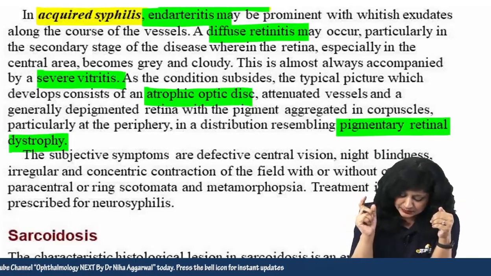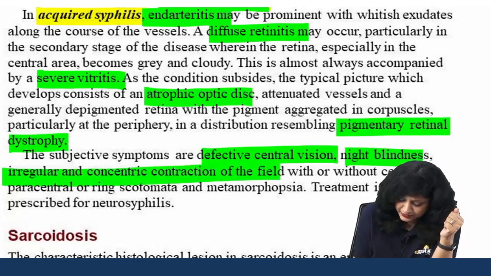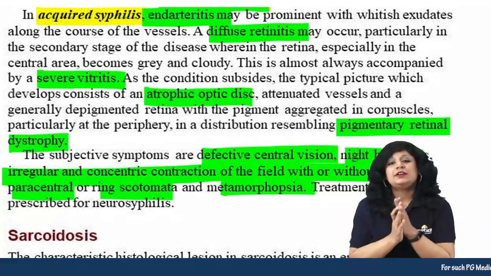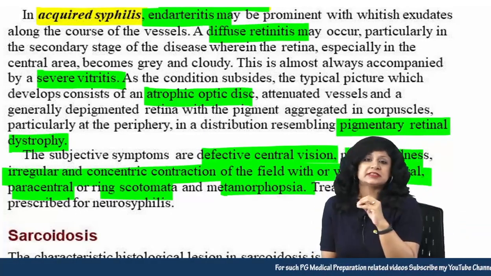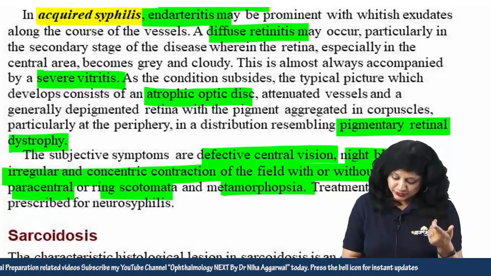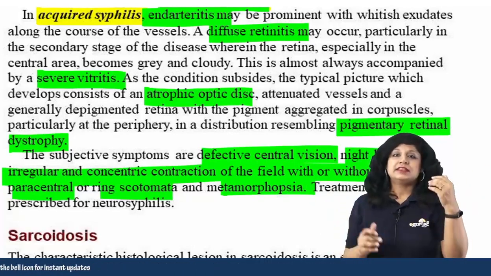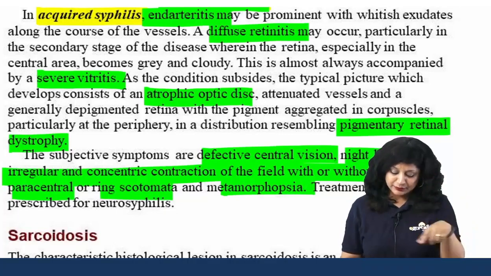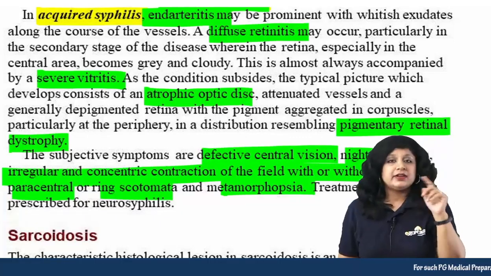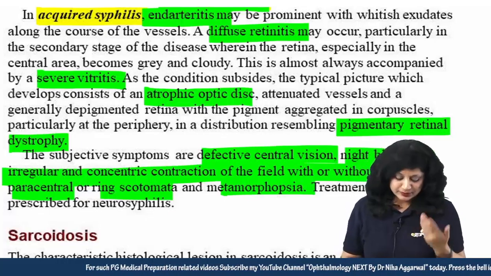The subjective symptoms are defective central vision, night blindness, irregular contraction of the field with or without central, paracentral ring scotoma, metamorphopsia. Because you are having so many things in cases of acquired syphilis, these symptoms will correspond to these signs. If I am having a diffuse retinitis, I will have decrease of vision, I will have contraction of the visual field. Then if the bony corpuscles are there in the periphery, I will have night blindness because rods are affected, and ring scotomas will be there. Then if the macular area is affected, then we will have metamorphopsia, something like this, right?